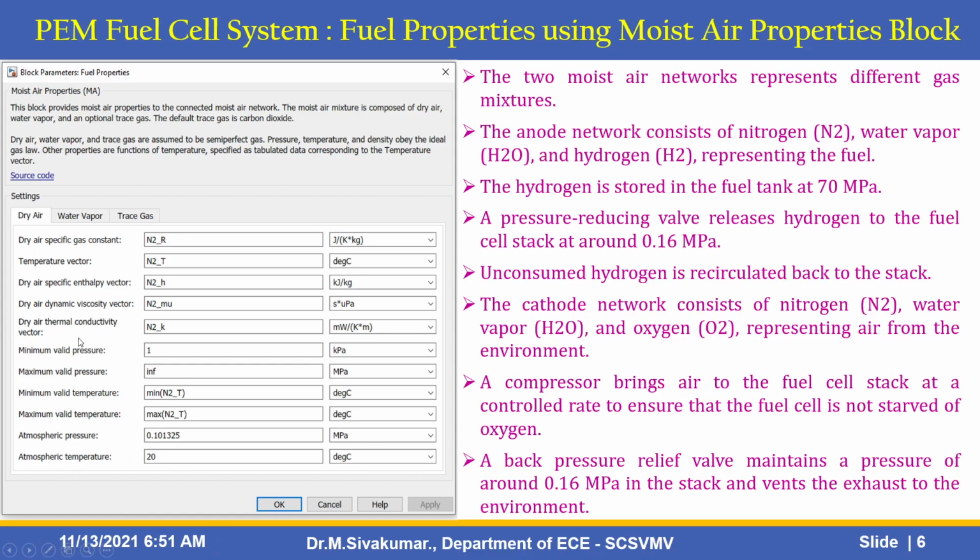Here this block provides moisture properties to the connected moisture network, and reusable code is also there. By using this code, you can set the specific gas constant, temperature vector, specific enthalpy vector, conductivity vector, and valid pressure, minimum valid pressure, and maximum valid pressure. So on, you can set these parameters by using the fuel parameters block. It is obtained from the moisture properties block.